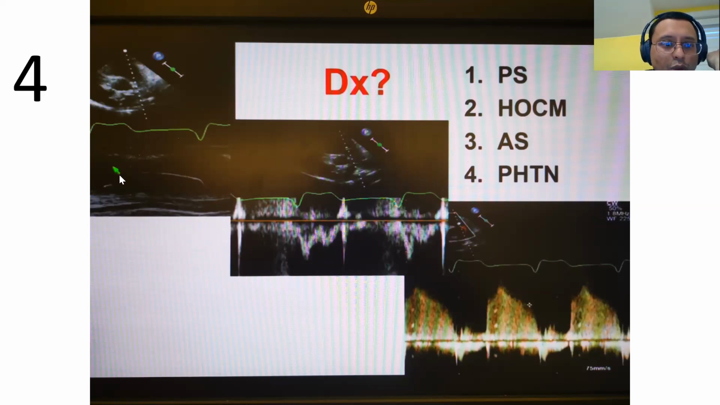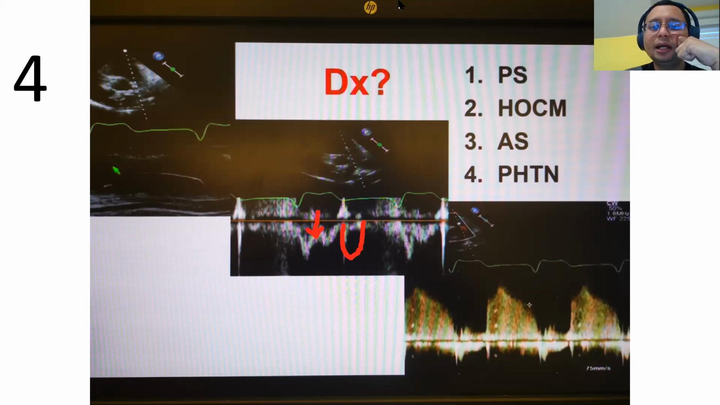So this one is not so clear. This is supposed to show you the flying W sign of pulmonary hypertension. I will talk a little bit about that later. So let's look here first. If you look at this pulse wave Doppler across the pulmonary valve, you can see there is notching here. Now, across the pulmonary valve, it should be parabolic like this. But here you see there is a notching right here. That is the notching there.